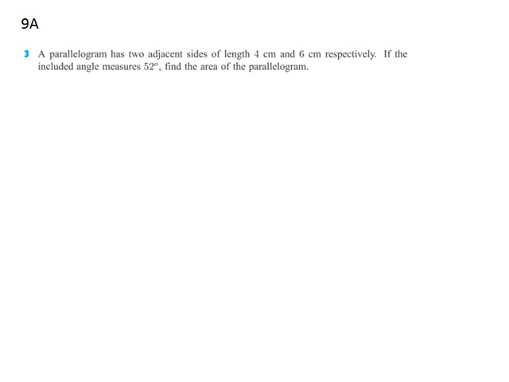We're looking at Chapter 9, Question 3, and in this question we're working with areas of non-right-angled triangles. We're told about a parallelogram that has two sides, 4 centimeters and 6 centimeters respectively, and the included angle between them is 52 degrees. We'll try and find the area of that parallelogram.